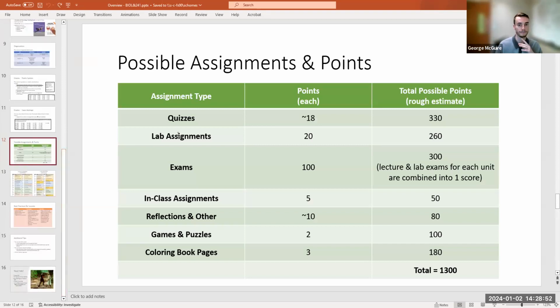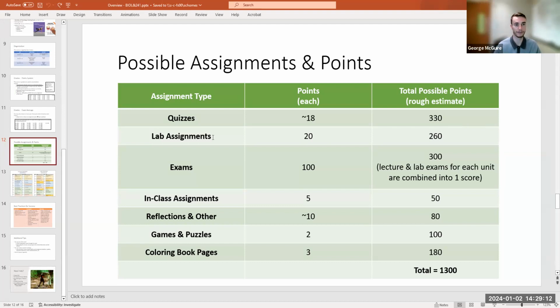Okay. So like I said, there are a variety of different types of assignments available throughout this course in order to earn points. There is going to be at least one quiz per module, and these quizzes average around 18 points each, with the total possible from all the quizzes being around 330 points.